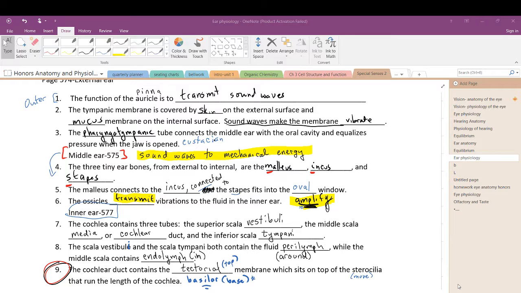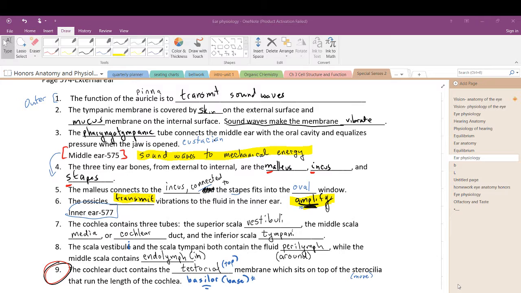So the outer ear, you notice on number one, the function of the pinna or the auricle is to just transmit sound waves. It's going to be caught by the cartilage and then sent down the ear canal. The tympanic membrane is covered by skin on the external surface and then mucous membrane on the internal. The key here is what it does in response to sound vibrations. Sound waves make the membrane vibrate. And as it vibrates, it's going to go up against the three bones of the ear.